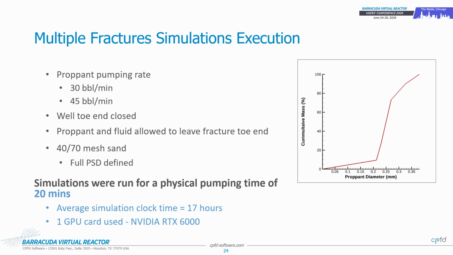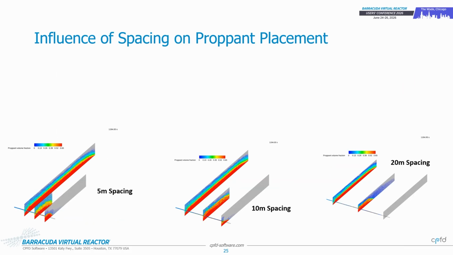Okay, so this is again 40 by 70 mesh sand, and this is the key I was talking about. We were actually able to run about 20 minutes worth of simulation time in about 17 hours using one of our fastest GPU cards, compared to what some of the other simulations our customer was using. It was roughly taking them 4 to 5 weeks to do some of these simulations. Okay, all right. We move on quickly.